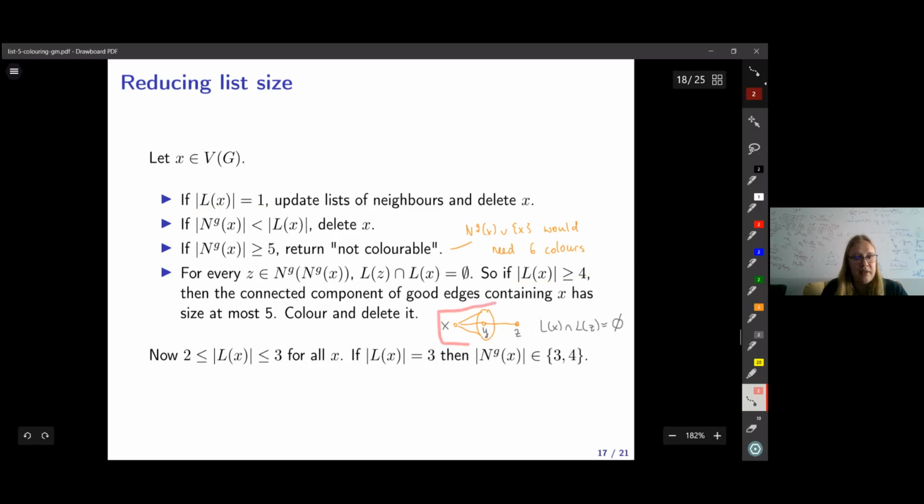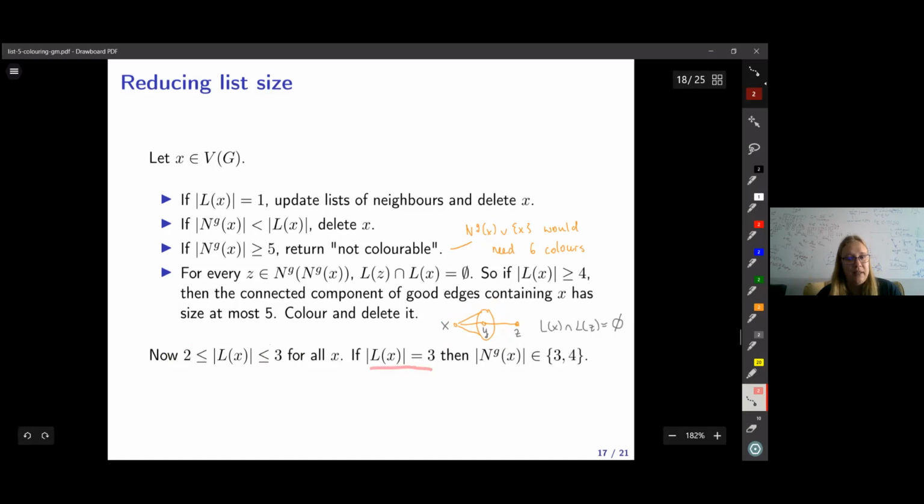And he only has a small number of first neighbors because we know they all get different colors. So this is actually a connected component in the graph of good edges of size at most 5. So it's a 5 vertex graph. We try to color it, and then we delete it because it doesn't affect the rest of the process. That narrows it down a lot. Now all lists have size 2 or size 3.